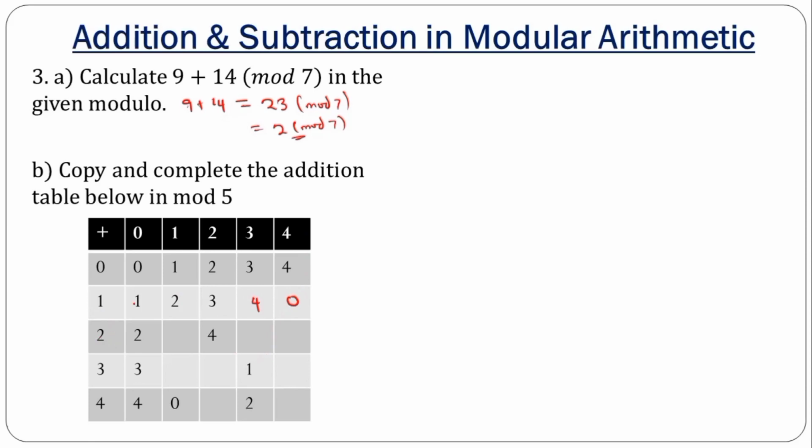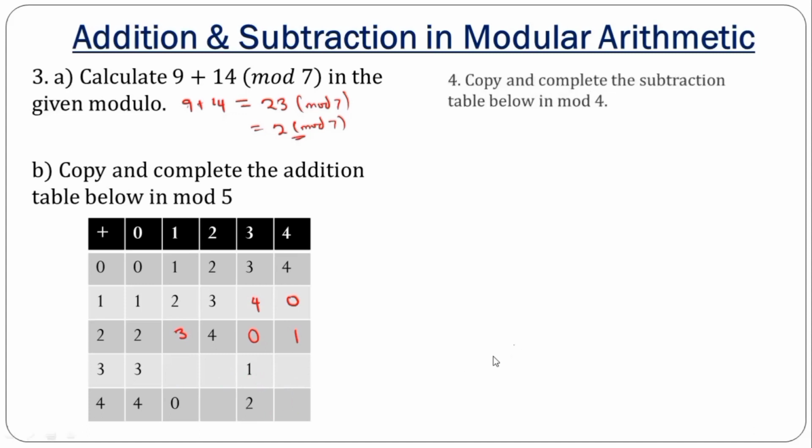Look at this. 2 plus 1 is 3, so here will be 3. 2 plus 3 will be 5. Divide by 5, remainder 0. 2 plus 4 is 6. Divide by 5, you have remainder 1. I will allow you to complete these other remaining spaces.